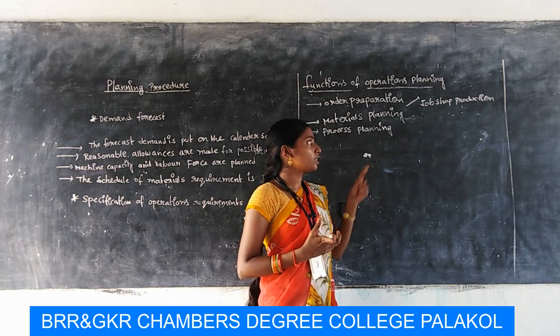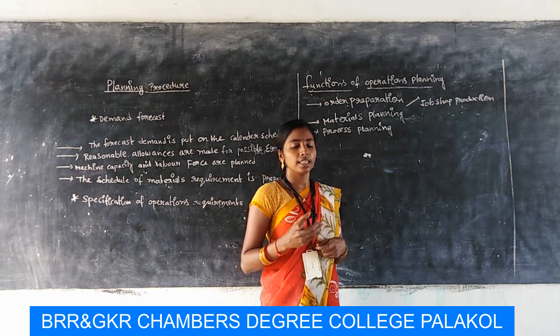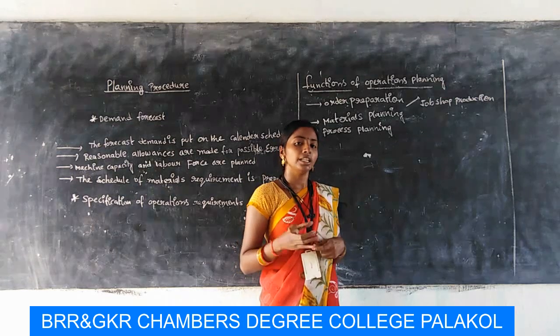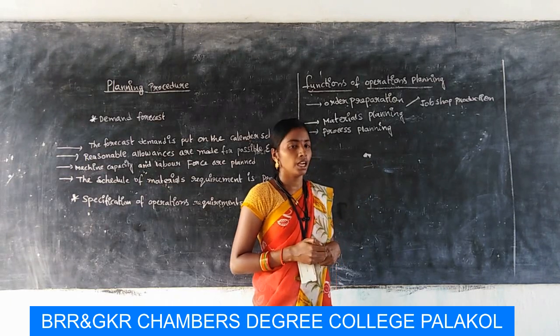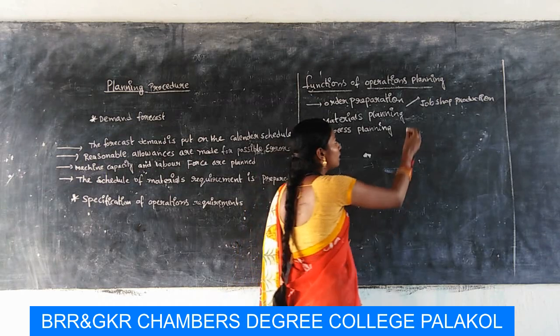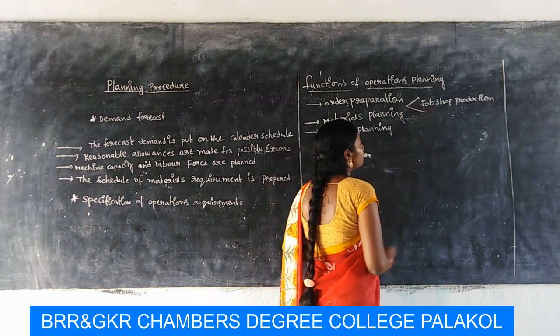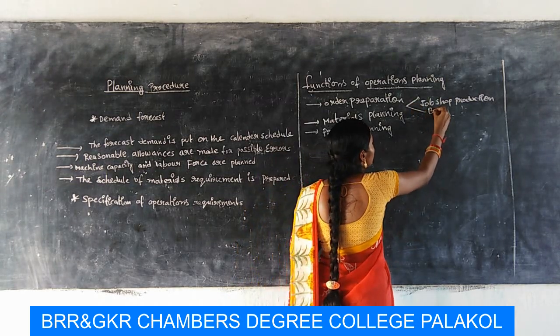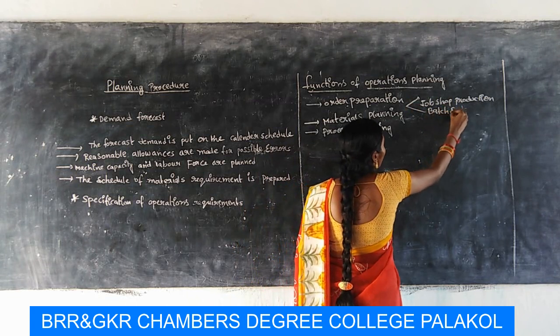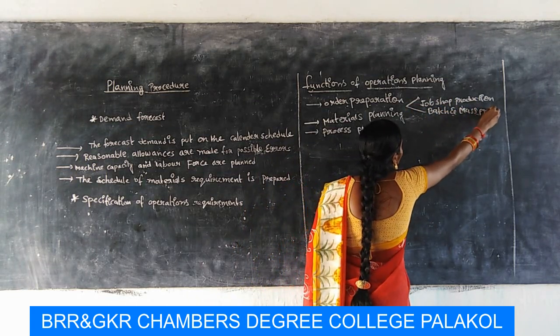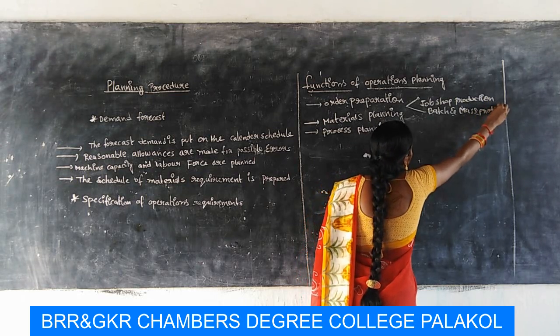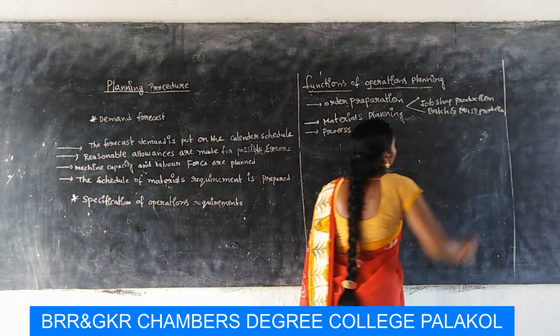So in the job shop production process, the customer gives you the order. Depending upon the order, you are going to produce the products. Next, order preparation in batch production and mass production.